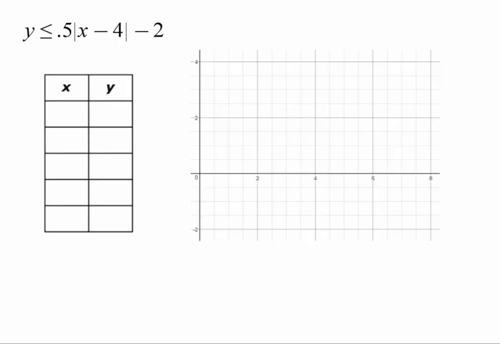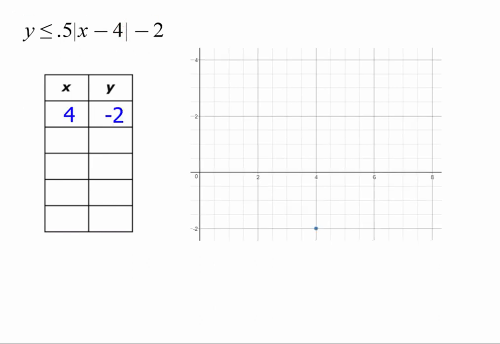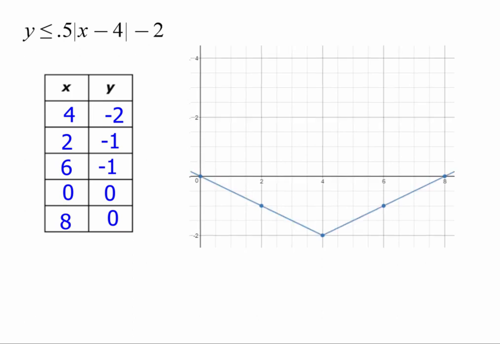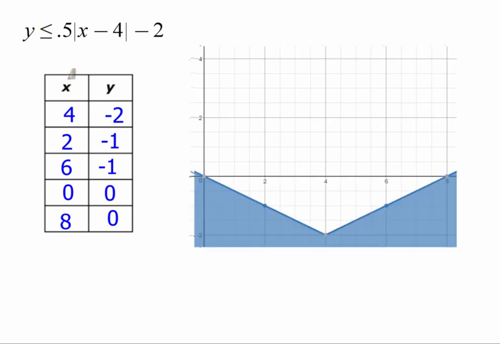All right, we'll do one more. So my vertex is going to be at 4, -2. Using my graphing calculator, I came up with these points: 2, -1, 0, 0, 6, -1, and 8, 0. Equal to bar tells me solid line. And because it's less than, I know I'm shading below. So this would be what my graph would look like.